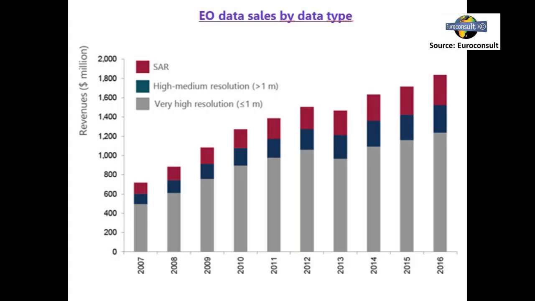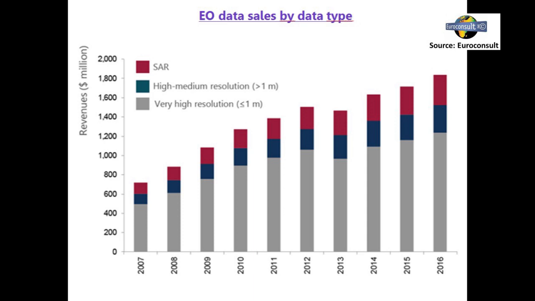In terms of data type, just to give you an idea, very high resolution, so less than 1 meter, which is what we are looking for with DISCOVERER, is the most important data type from 2007 to 2016. So there's a market, there's a need of very high resolution data. This is data, this is not added value services, but data. So at least in data, there's a market. There was a market in the past and there's a market in the future.